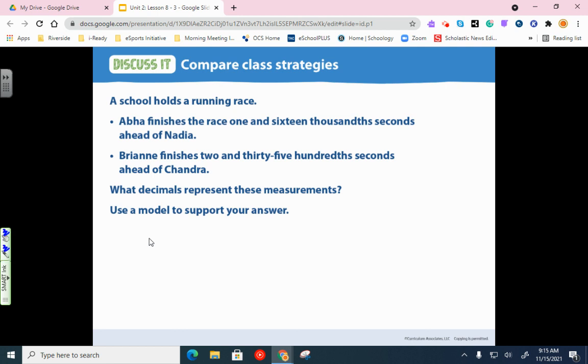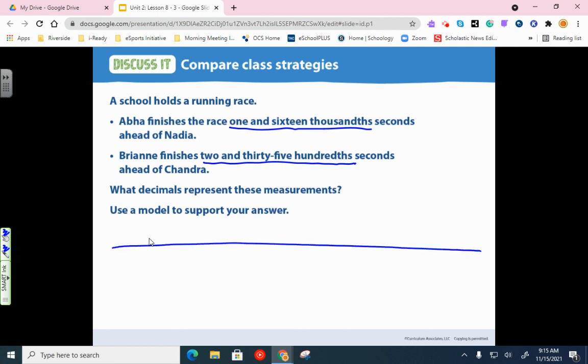Abha finishes the race 1 and 16 thousandths seconds ahead of Nadia. Brienne finishes 2 and 35 hundredths seconds ahead of Chandra. What decimals represent these measurements? So we're not doing any math, we just want to represent these numbers in decimal form. And I'm underlining those right there. So the best way to do that is to create a place value chart for them. And let's do that right down here.